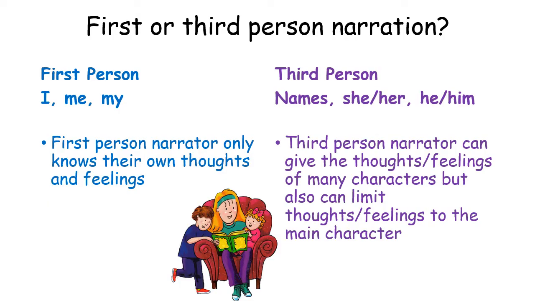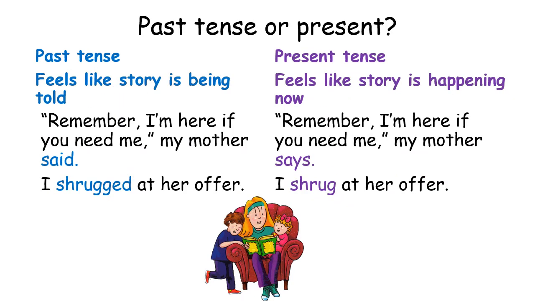You should have four different ways of beginning your story, and you should have decided whether you're going to pick first person or third person narration. You're almost ready to continue drafting. You just need to decide whether you're going to write the story in past tense or present tense. Past tense is a more traditional storytelling technique.